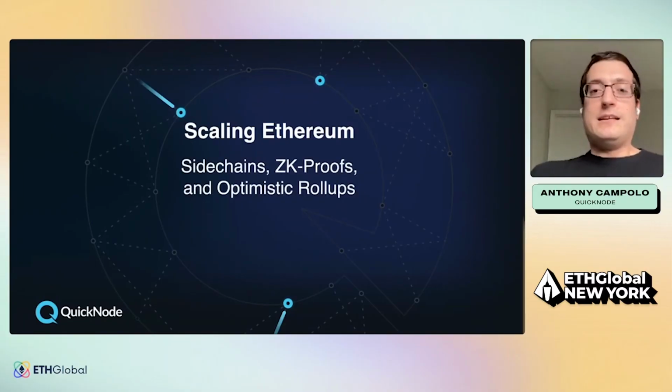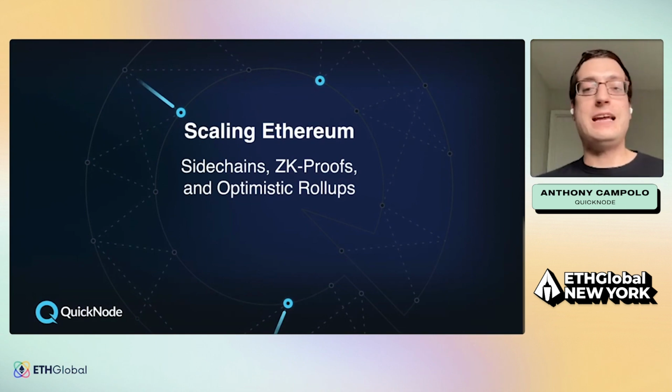of choice. Obviously, we'll be talking about Ethereum, but we have a wide range of Ethereum layer 2 options. And today we're going to be talking about scaling Ethereum specifically. And we won't really be talking about Quicknode at all. We'll just be talking about sidechains, ZK proofs, and optimistic rollups.